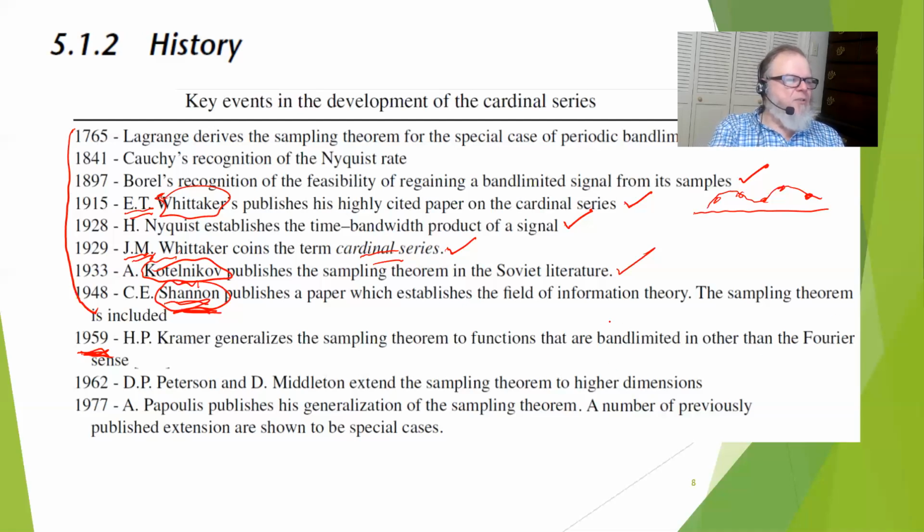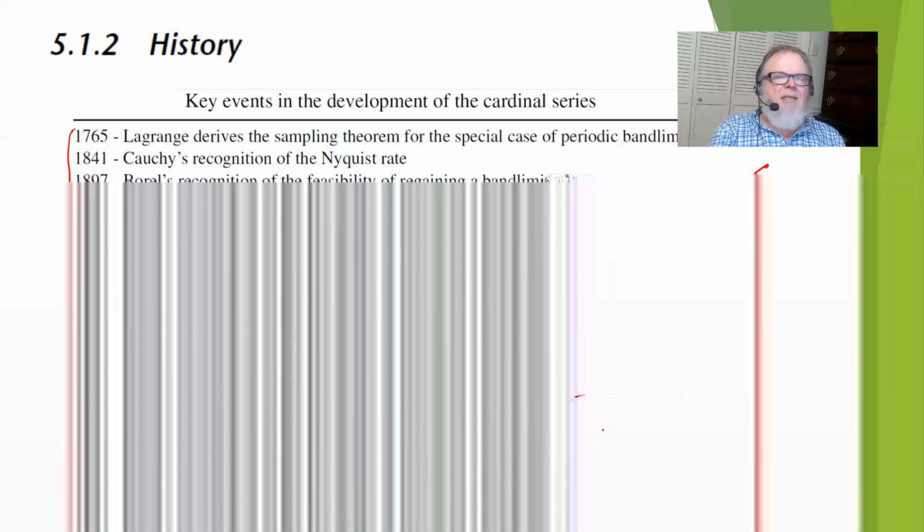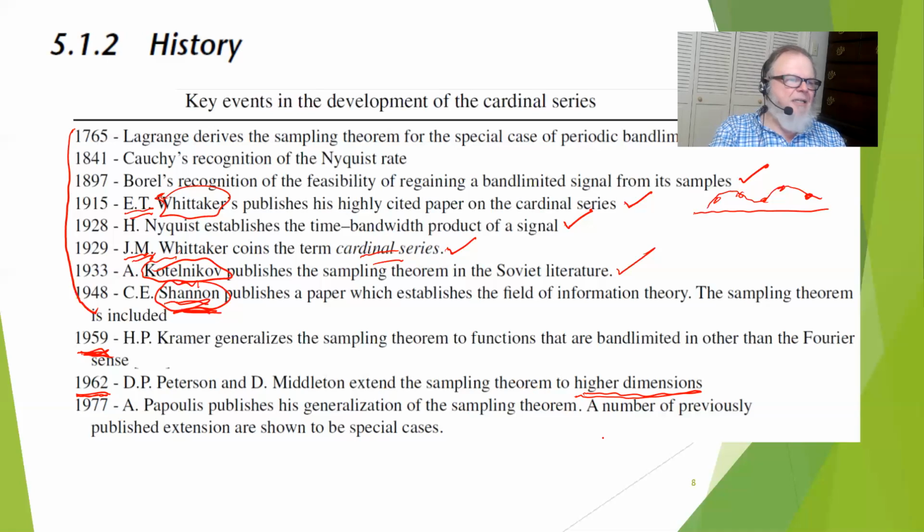There was also another generalization, which was done in 1962 by Peterson and Middleton. They were the first to extend the sampling theorem to higher dimensions. And as we get into multidimensional signals later in the course, we'll be studying the work of Peterson and Middleton. It's very ingenious, very nice.